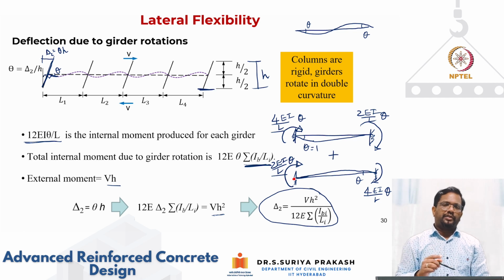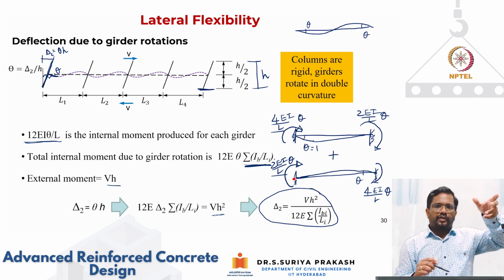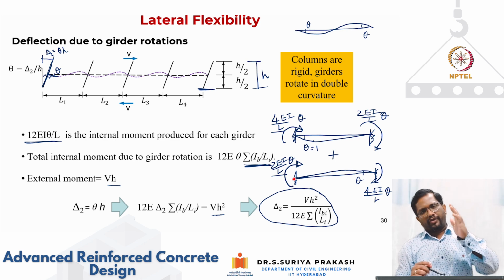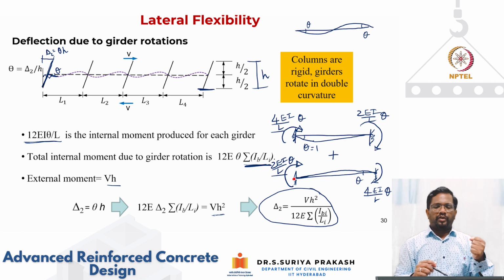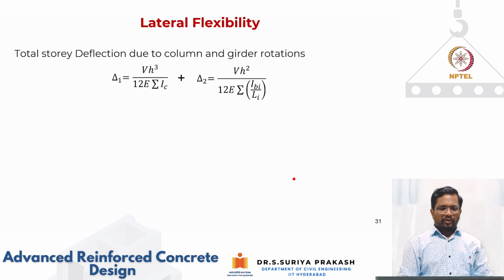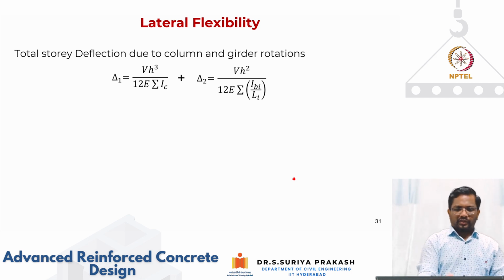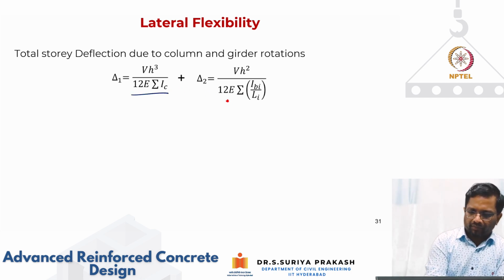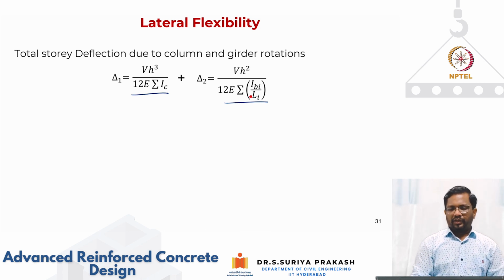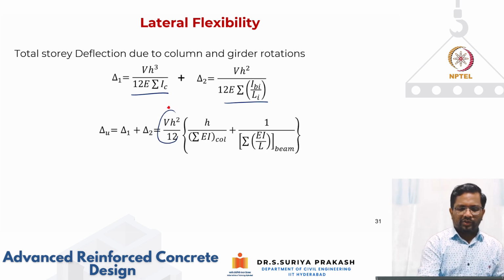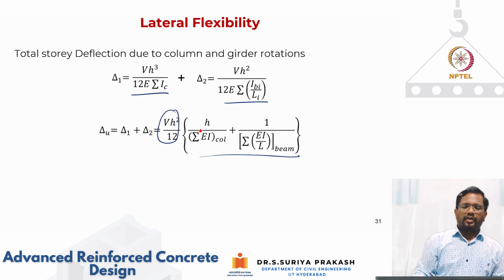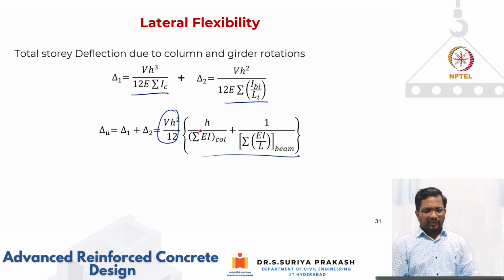Now what is our interest? I want to find the lateral deflections from column rotations plus girder rotations. So delta 1 plus delta 2 is your total deflection for a particular story, the total story deflection due to column and girder rotations. Now I am adding this plus this. This is your column rotation, and this is your girder rotation. When you add them up and simplify them, if I take VH square by 12 outside, then you can get this kind of expression.